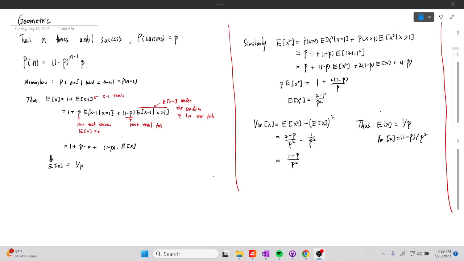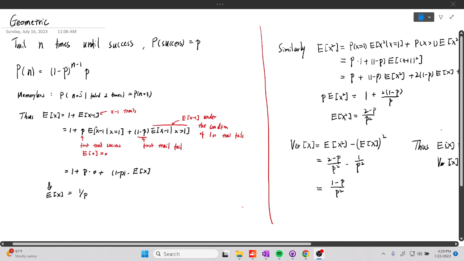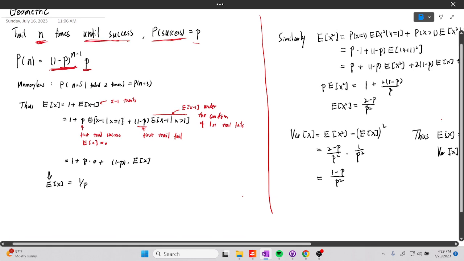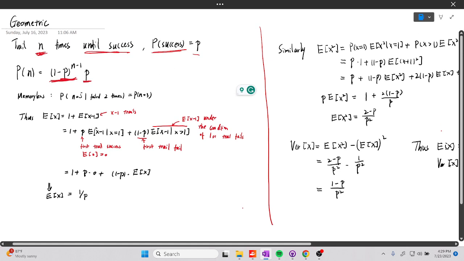Geometric distribution is a distribution of how many times you try until you succeed. The success rate is p. So pretty much it is n minus one times of failure and one time of success. One of the important properties to remember of this geometric distribution is memorylessness.